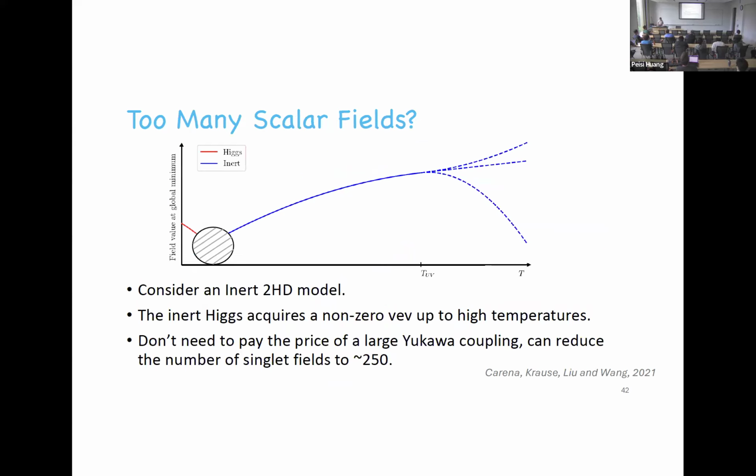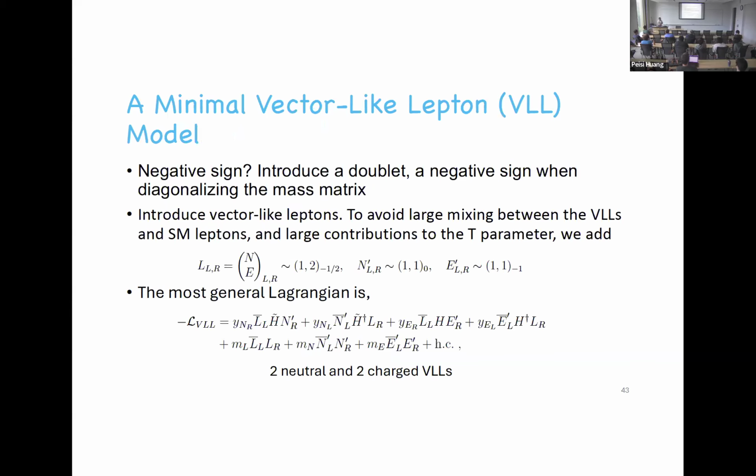Another way to have a negative sign is to introduce a doublet. Then when we diagonalize the mass matrix, we have a negative sign in the field dependent mass. In this work, we try to do that. We introduce vector-like leptons, and to avoid a large mixing between the vector-like lepton and the standard model lepton, in addition to the doublet, we need to introduce a singlet. And then, in order to avoid a large contribution to the T parameter, we introduce another singlet. So we have a Lagrangian that looks like this. After diagonalizing the mass matrix, we have two neutral and two charged vector-like leptons.